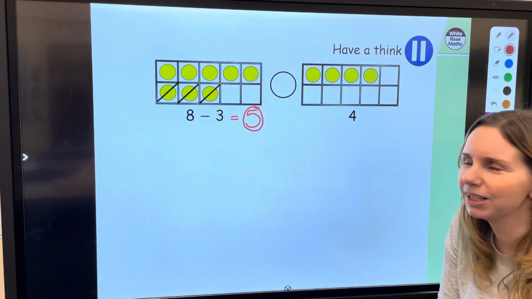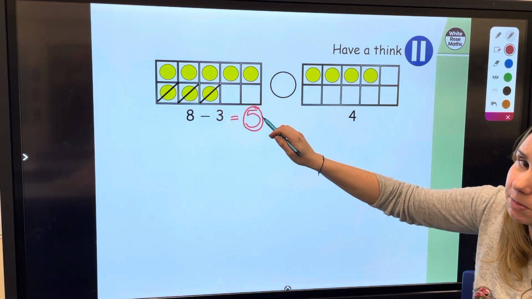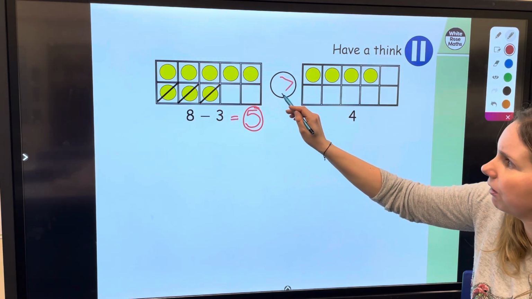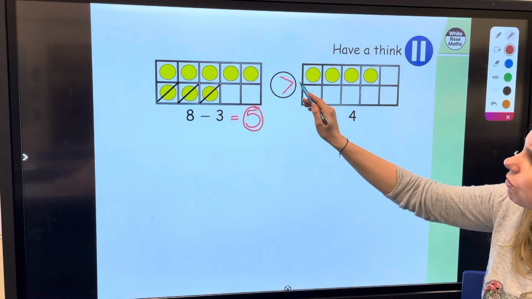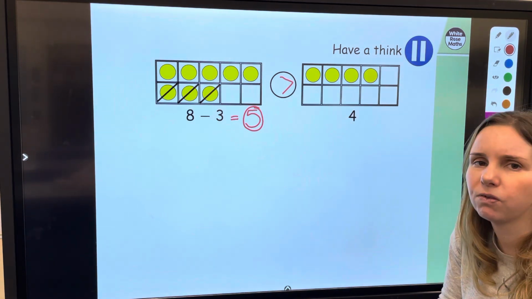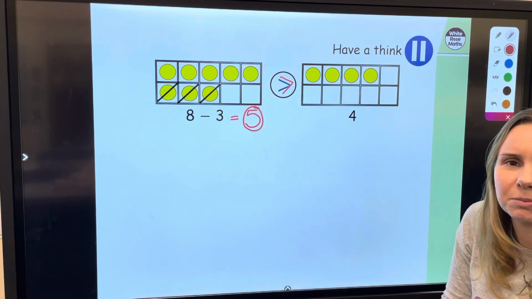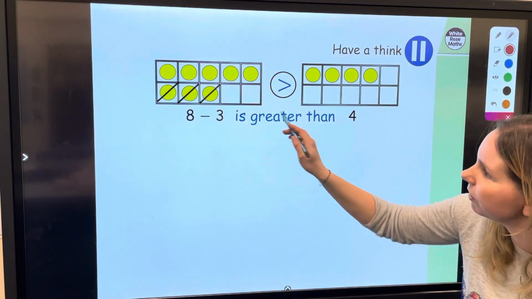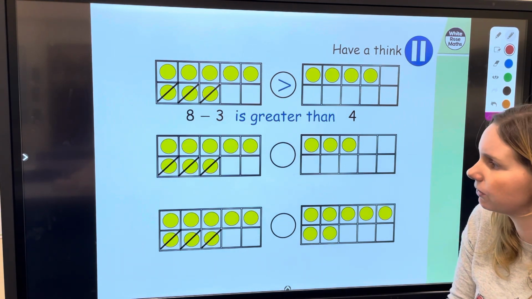Greater than. Which one? Well, think about it. That pile of buns, which one is Mrs. Eastwood going to go for? Well, obviously I'm going to open my mouth for that big pile of 5 buns because 5 is greater than 4. Let's have a look. There we go. I'm doing okay. Let's have a look. 8 minus 3 is greater than 4 because we know that 8 minus 3 is 5.